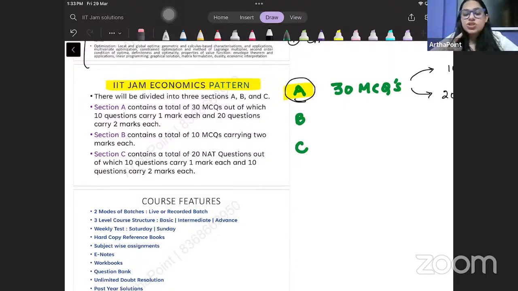And in section A, in these 30 MCQs, there will be negative marking. We will have negative marking also in section A. Okay, beta. Then let's talk about section B. In section B, there will be 10 MSQs. What is an MSQ? MSQ basically means multiple select question.